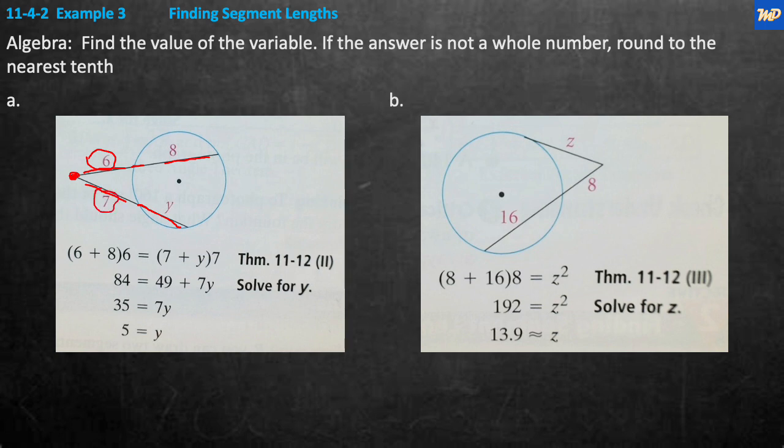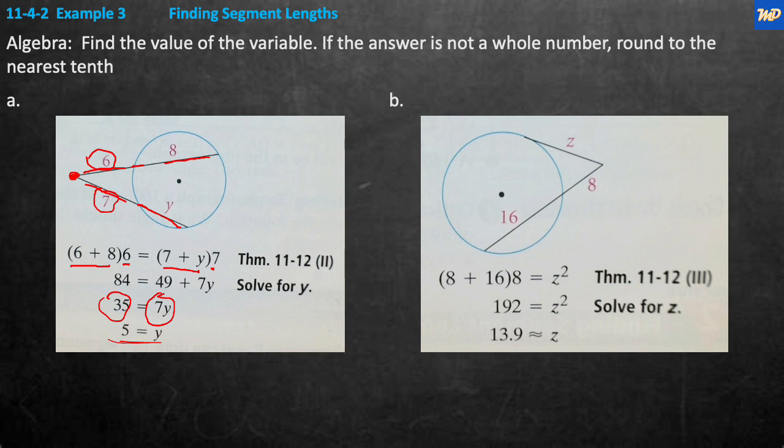So what does that look like? 8 plus 6, times the outside, the 6, is equal to 7 plus y, right here, times the 7. So now we're going to solve for y. We get 84 is equal to 7 times 7, which is 49, plus 7y. We move the 49 to the other side and get 35 is equal to 7y. Dividing both sides by 7, we get y equals 5. Just a little bit of manipulation on the numbers here.